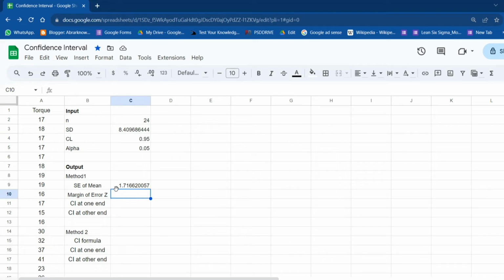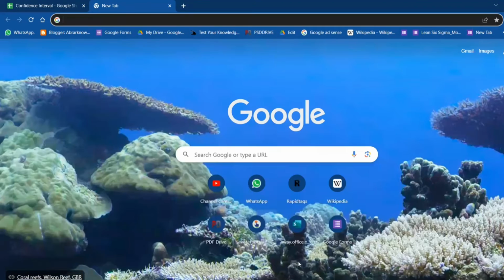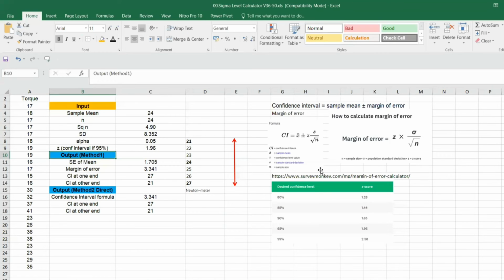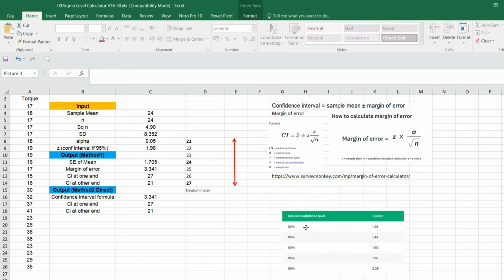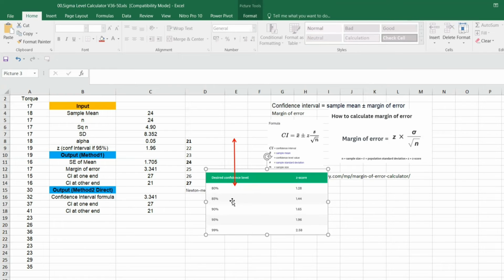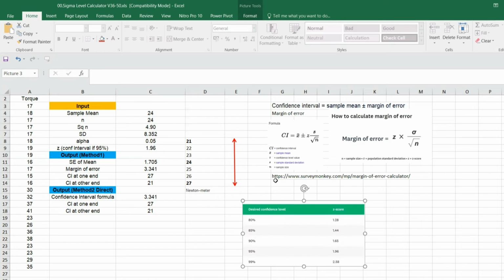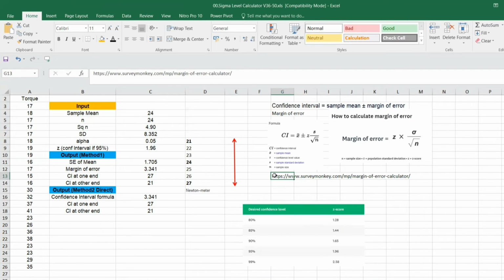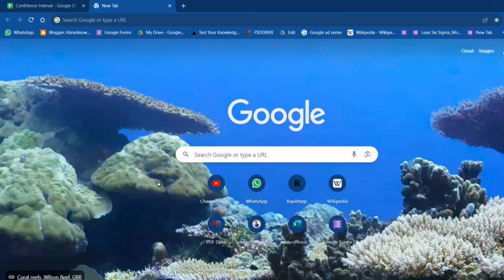For example, let's say if you are talking about 95 percentage, that means 1.96 is the value. And for that, you can also go through that as well. For example, let me take that link to you. It will be easy for you to understand it. It is also given here as well. If it is 95 percentage, 1.96, if it is 90, 1.65, and so on and so forth. And it is also given in SurveyMonkey as well. Okay, let's go back.